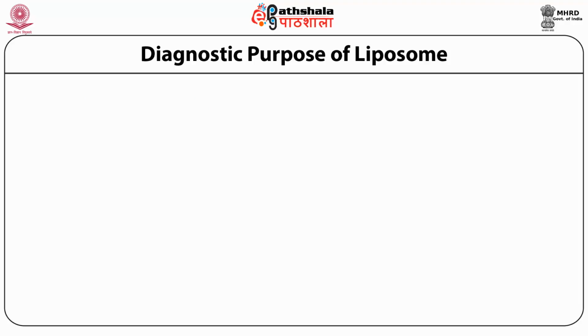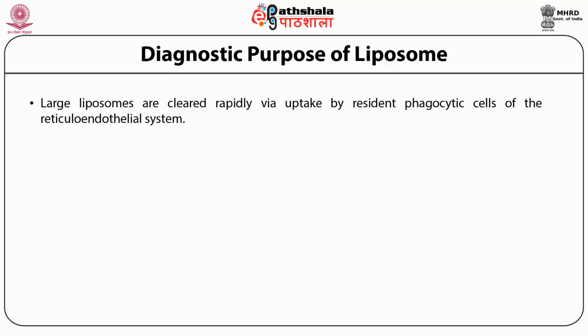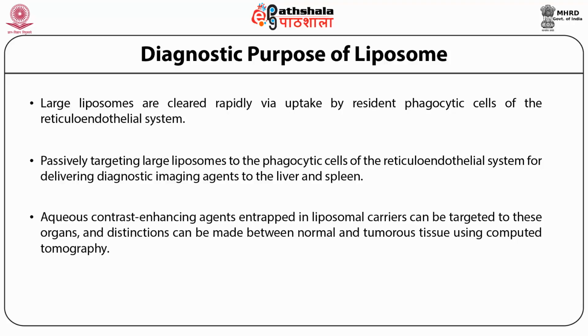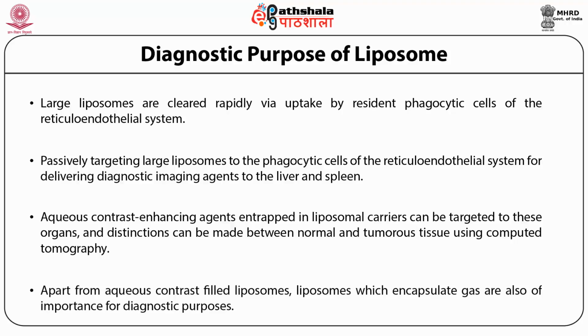Diagnostic purpose of liposomes. Large liposomes are cleared rapidly via uptake by resident phagocytic cells of the reticuloendothelial system. We can passively target large liposomes to the phagocytic cells of the RES for delivering diagnostic imaging agents to the liver and spleen. Aqueous contrast-enhancing agents entrapped in liposomal carriers can be targeted to these organs, and distinctions can be made between normal and tumorous tissues using computed tomography. Apart from aqueous contrast-filled liposomes, liposomes which encapsulate gas are also of importance for diagnostic purposes.